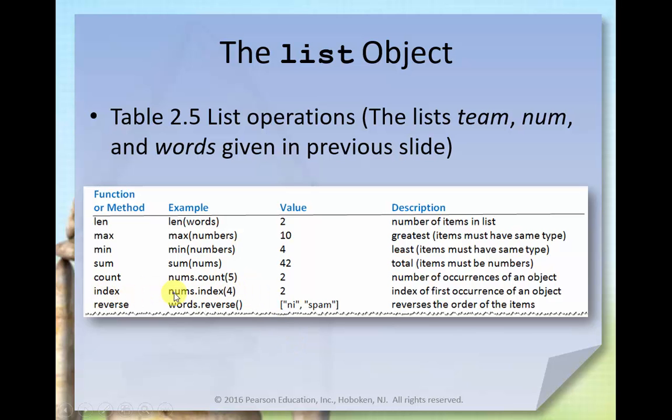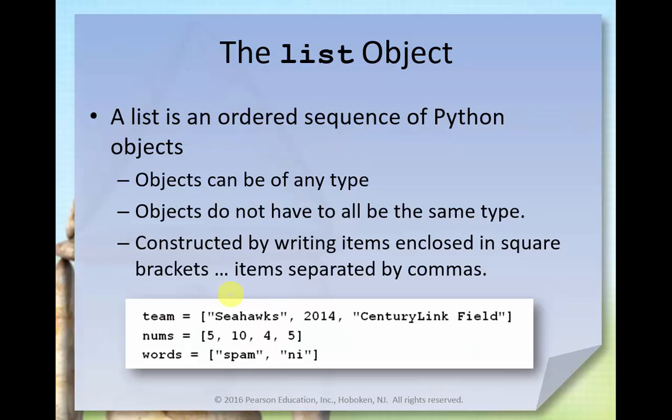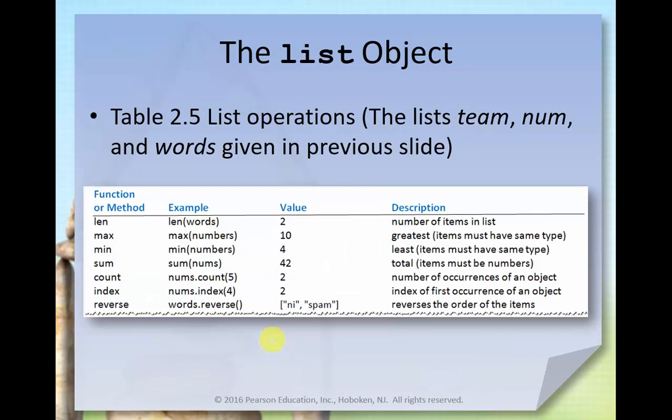We can also return the positional index for the first occurrence of an object. Where, at what positional value did the number 4 first appear? Well, it appeared 0, 1, 2. And then there's the result. You can also reverse things. Saves you a little bit of coding time to be able to do that automatically. So take the list of words and reverse it.